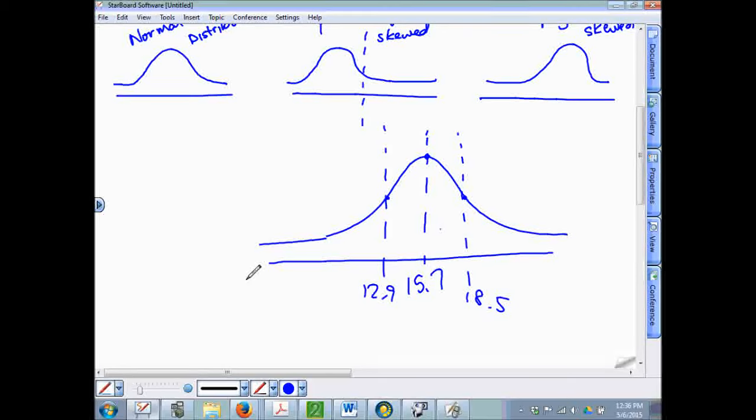Now we need to have a +2 standard deviation, so put a line here. We need to have a -2 standard deviation, so put a line there. The standard deviation was 2.8. So if we add 2.8 to 18.5, this right here would be 21.3. What would this be over here? 10.1. Yeah, so that would be +2 standard deviation.